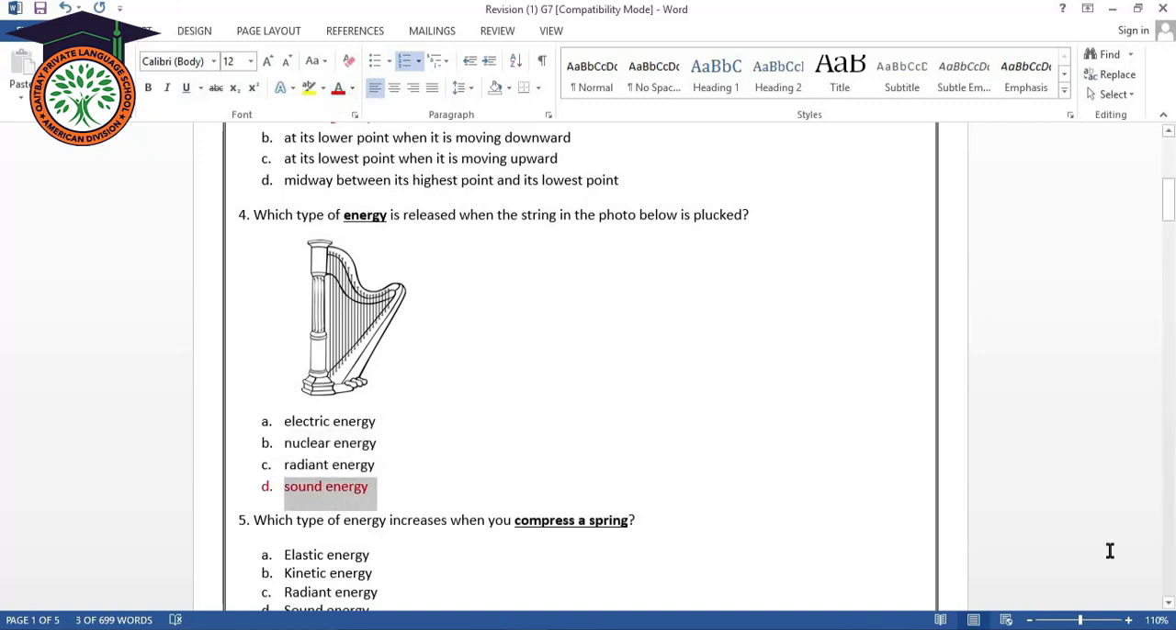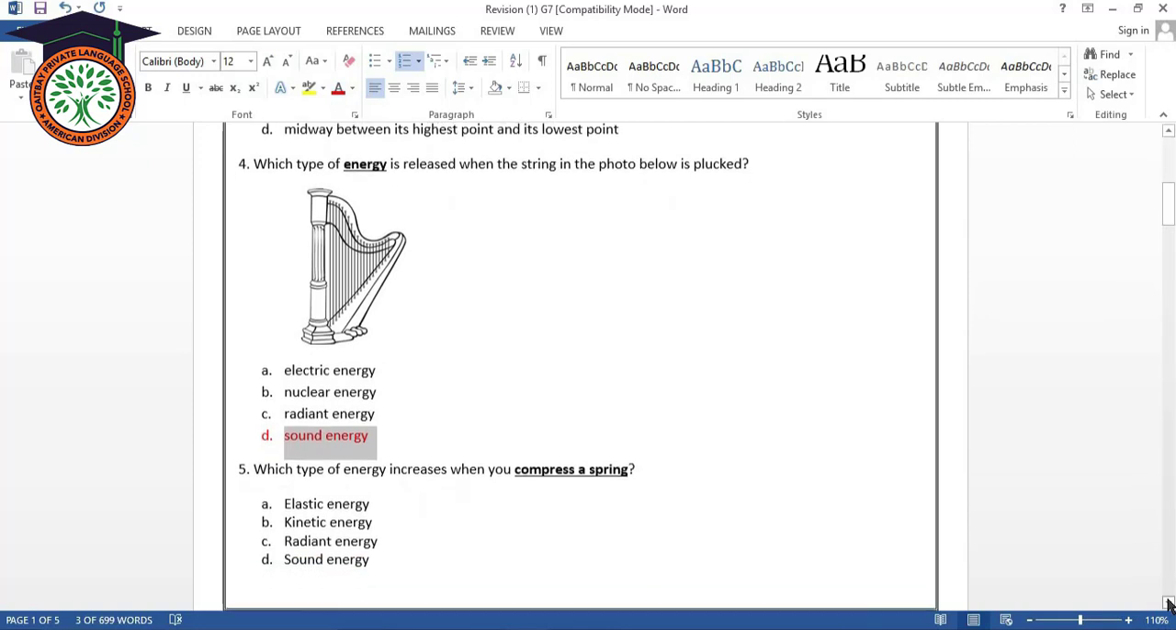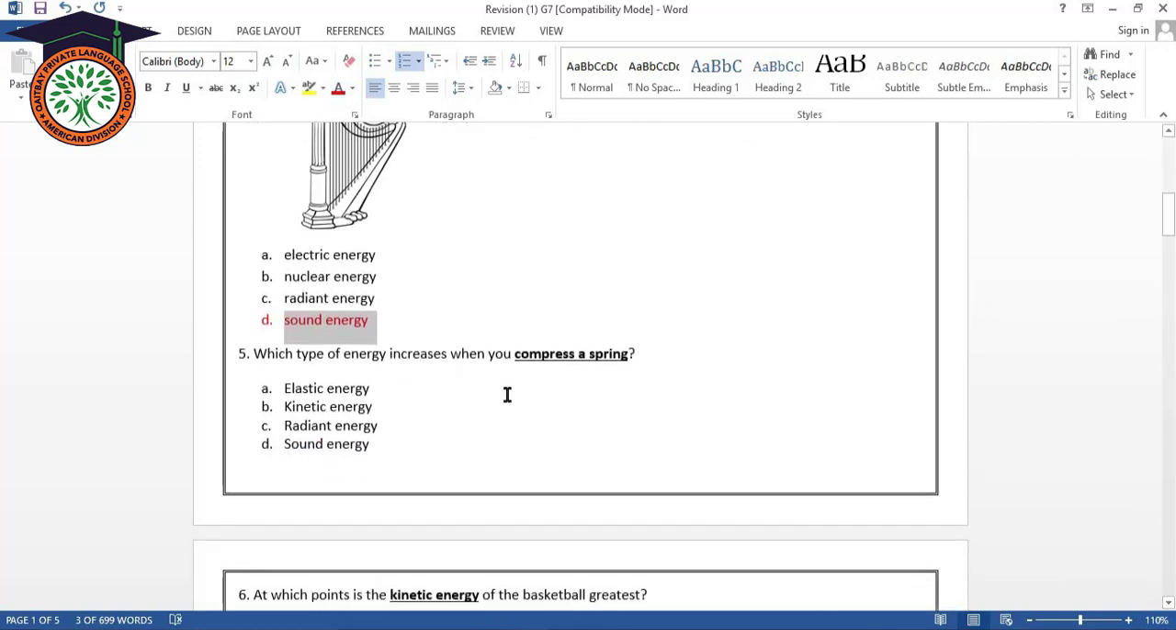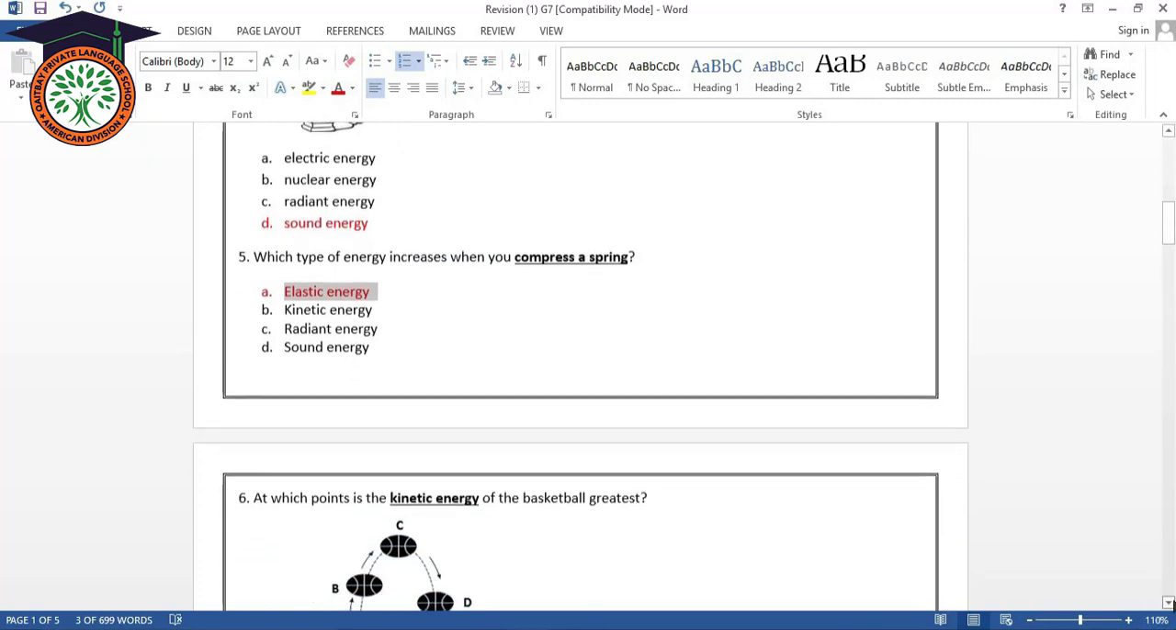Okay. Question number 5. Which type of energy increases when you compress a spring? So when we compress anything, we took this before, which kind of energy? Yes, right, it will be the elastic energy. Super. Okay, let's move to question number 6.